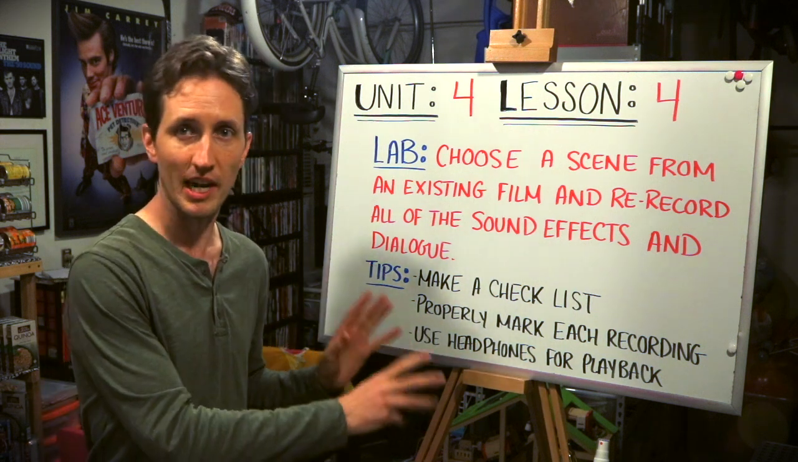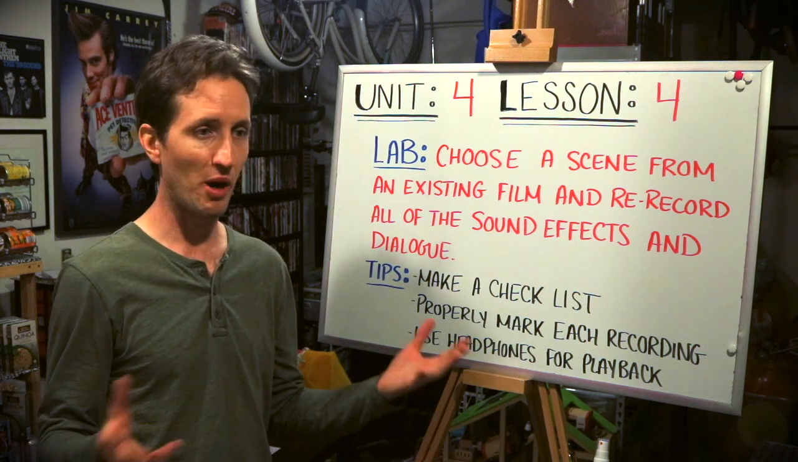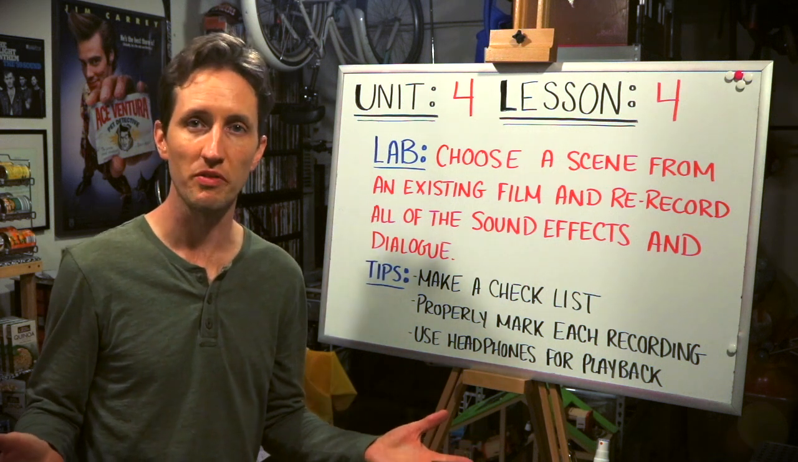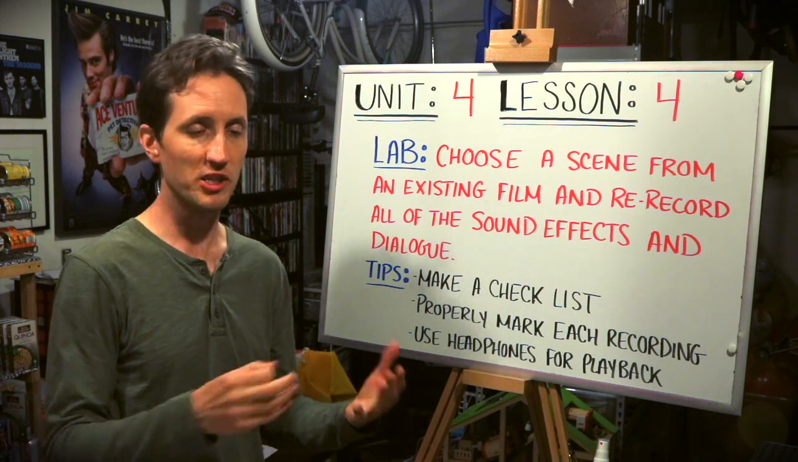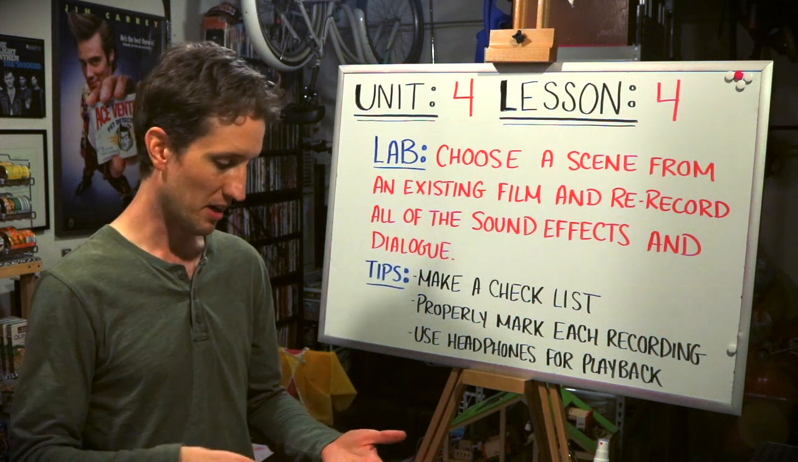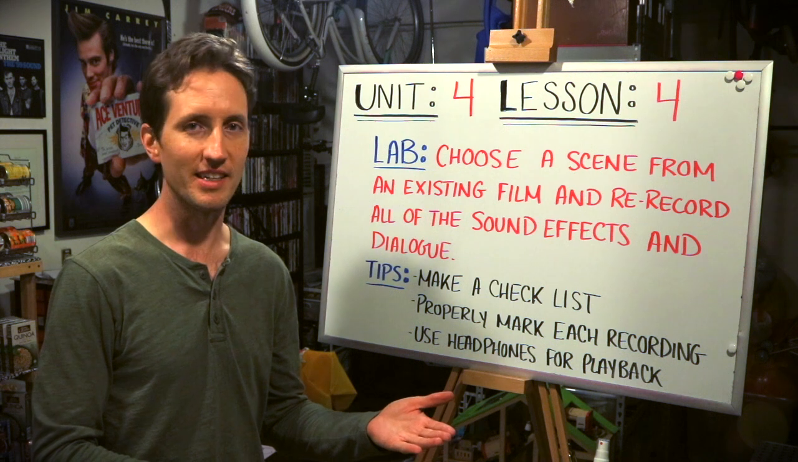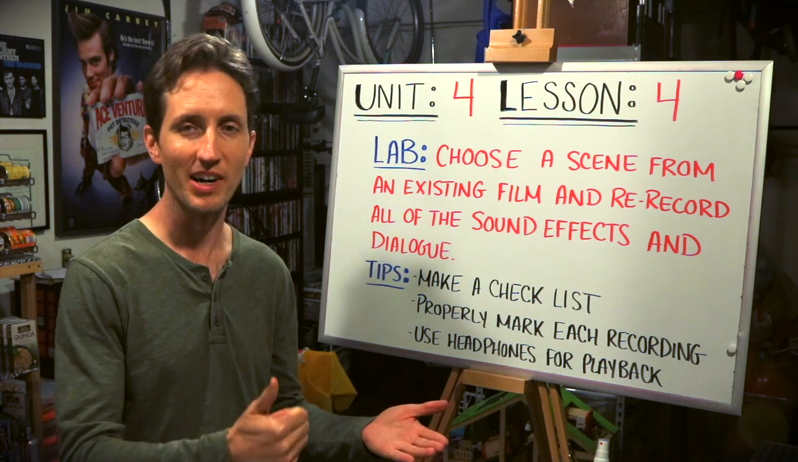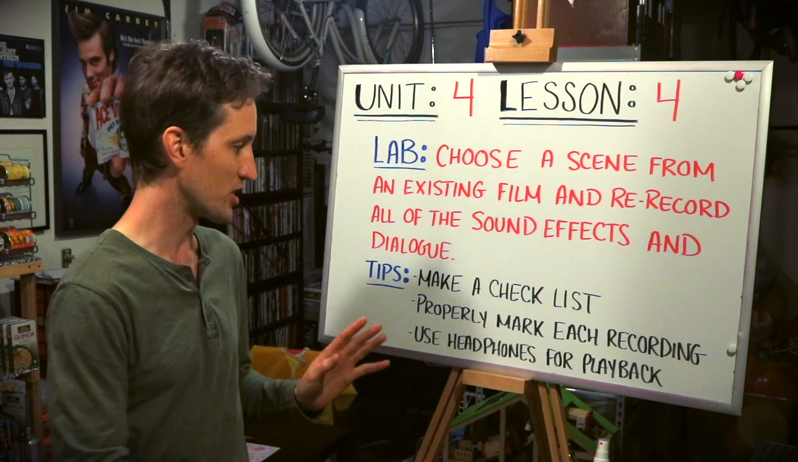Here are some tips on how to do this lab properly. 1, make a checklist, all right? There's probably a few dozen sounds in each one of these scenes. Make a checklist beforehand so that when it comes time to record, you can just go through the list and say, hey, did we get the school bell ringing? Yeah, cool. Let's move on to the next one. It'll just save you a bunch of time. So please make a checklist.